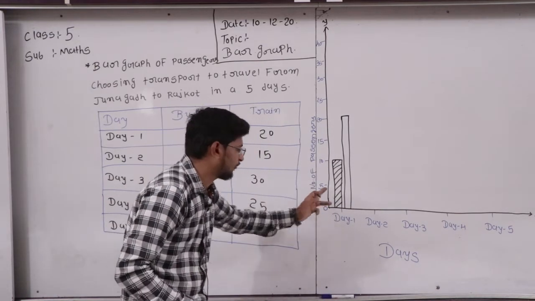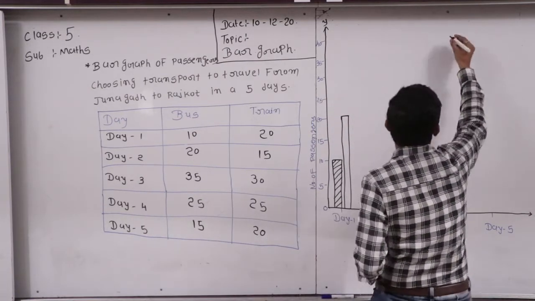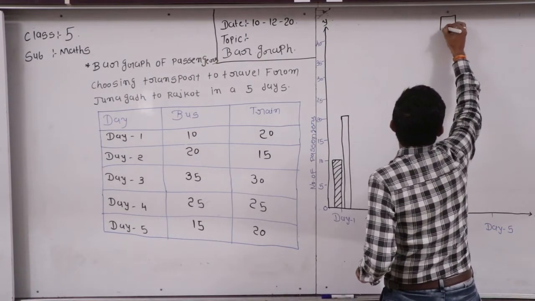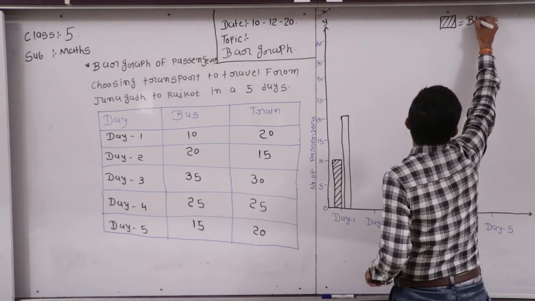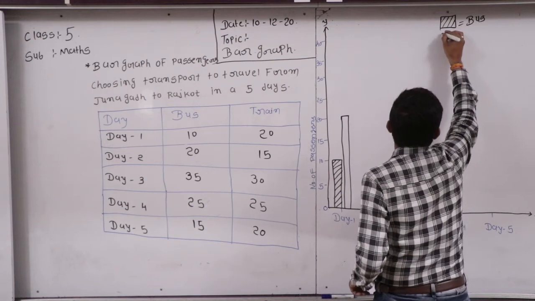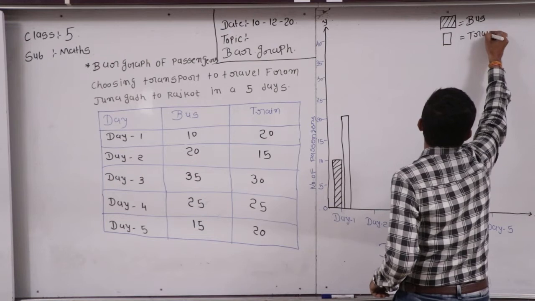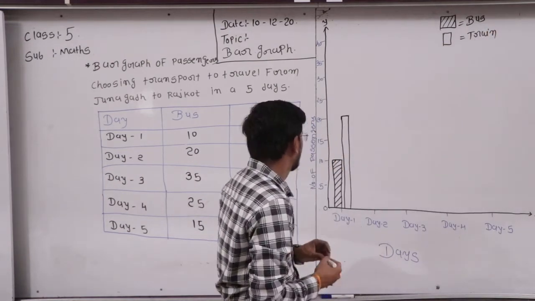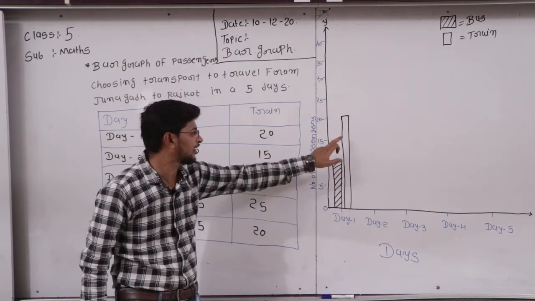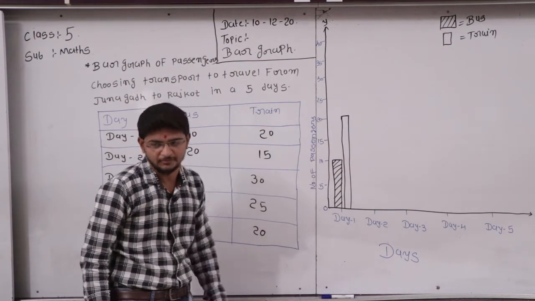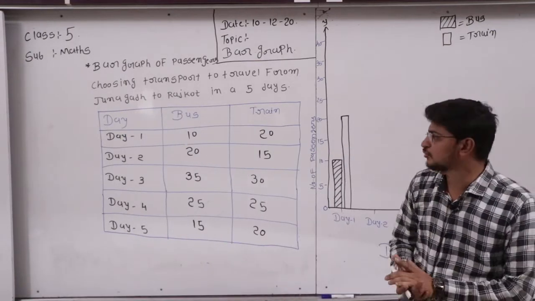Now this is the bar graph for a bus and this is for a train. So we write down here: this is equal to bus and this is equal to train. Like that it is our bus bar graph and like that it is our train bar graph, right? Next, on day 2, how many passengers choose a bus?